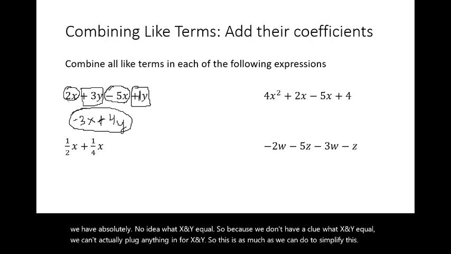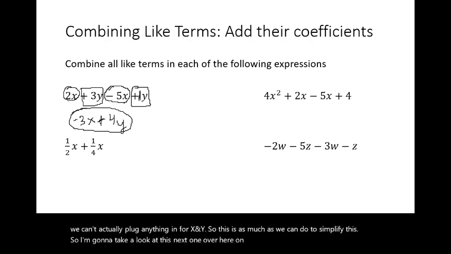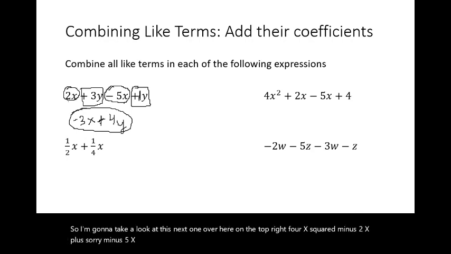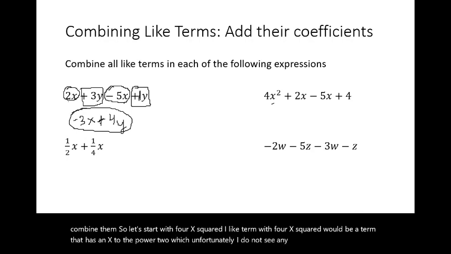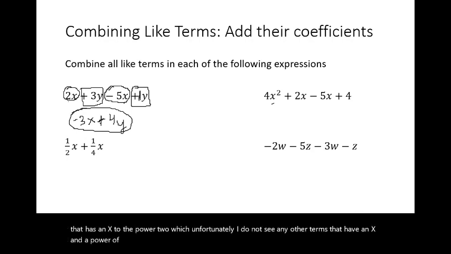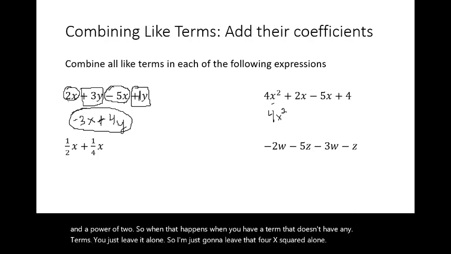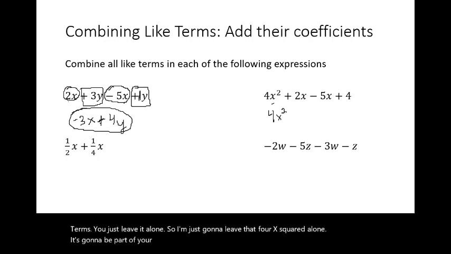So I'm going to take a look at this next one over here on the top right, 4x squared minus 2x minus 5x plus 4. We're going to first identify the like terms, and then we are going to combine them. So let's start with 4x squared. A like term with 4x squared would be a term that has an x to the power 2, which unfortunately I do not see any other terms that have. So when you have a term that doesn't have any like terms, you just leave it alone. So I'm just going to leave that 4x squared alone. It's going to be part of your final answer, and you're stuck with it.